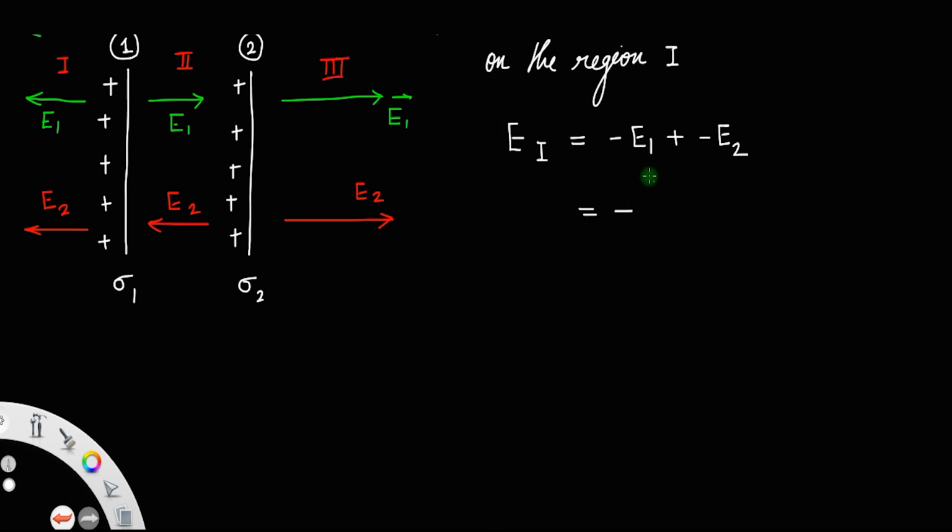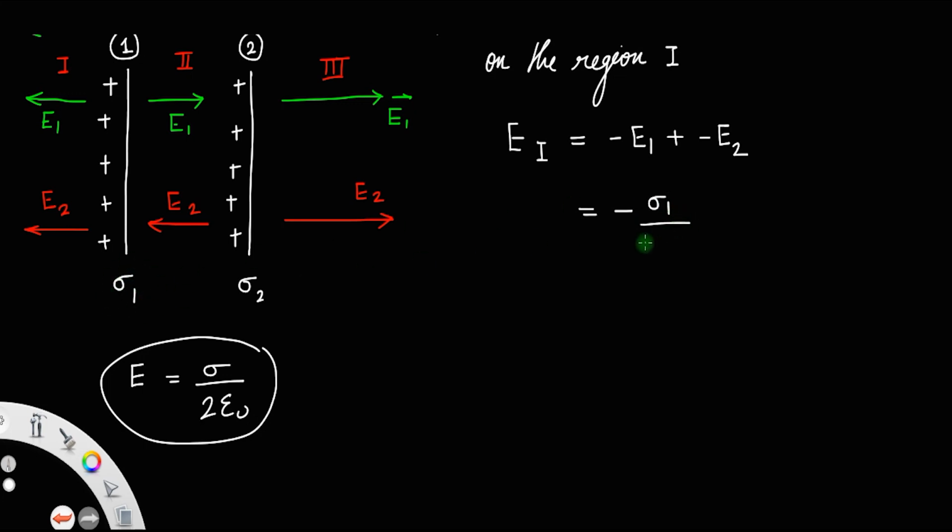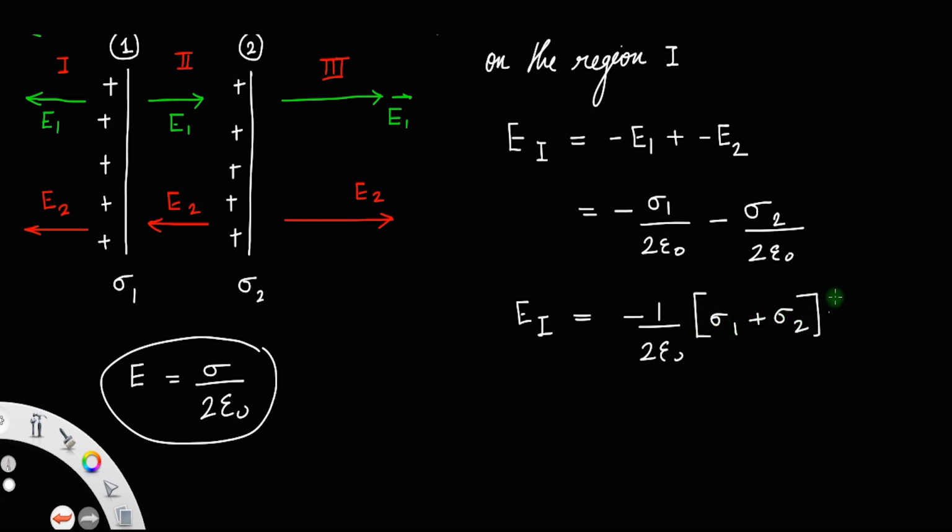So this is equal to, clearly we already derived, electric field will be sigma by 2 epsilon 0. So for the first sheet, it is equal to sigma 1, since its charge density is sigma 1, divided by 2 epsilon 0, plus and minus will make it minus. For the electric field due to the second, it is equal to sigma 2 divided by 2 epsilon 0. So E1 can be written as minus 1 by 2 epsilon 0 times sigma 1 plus sigma 2. Clear?